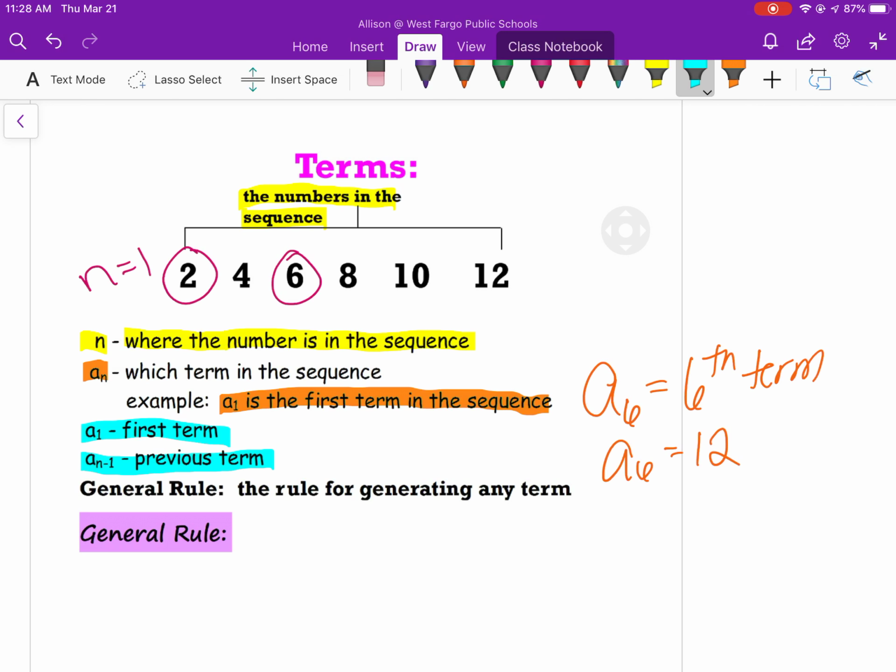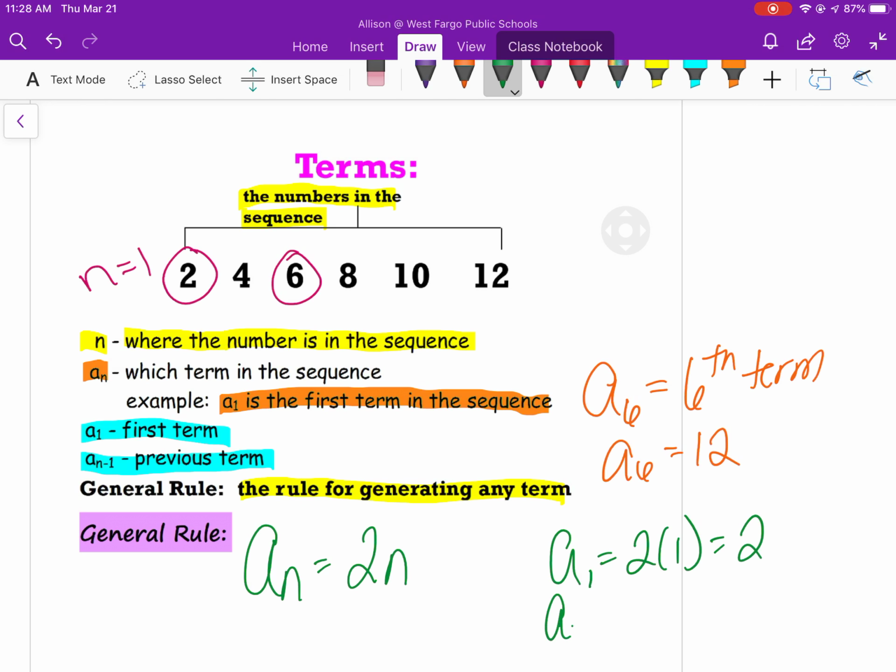So those are just subscripts, and then we are going to generate a general rule. This is a rule that you can use to find any term in the sequence. So our example on the top here, our general rule is 2 times n. So you can see my first term, a sub 1, is 2 times 1 is 2. My second term, if I do n equals 2, 2 times 2 is 4. So with the general rule, I can generate any term in the sequence. So I can find the 100th term would be 200 in that sequence.